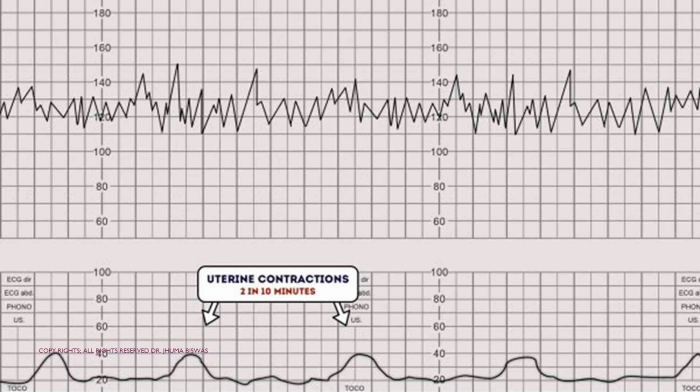So that means if you see these pictures and make a straight line over the baseline of the fetal heart rate, then you will get the baseline. That means excluding any kind of acceleration and any kind of deceleration. So in this case, you can see that the overall baseline is 120 beats per minute.